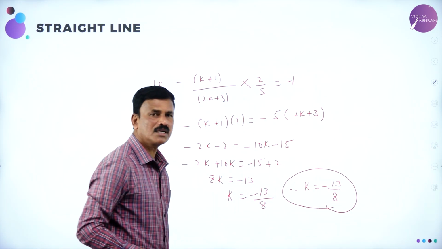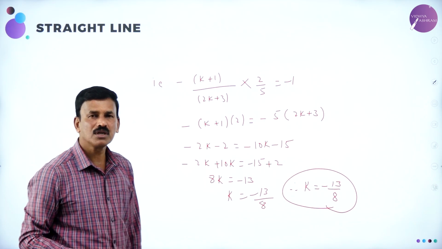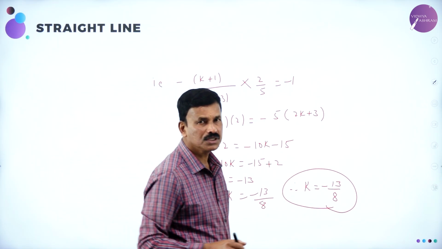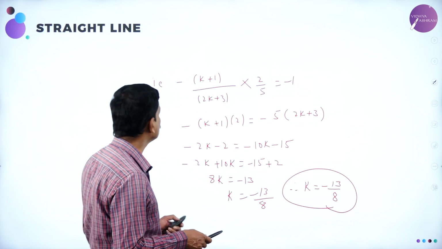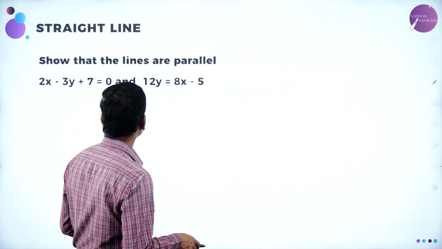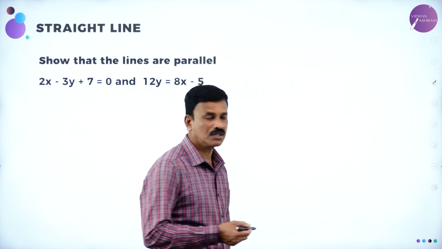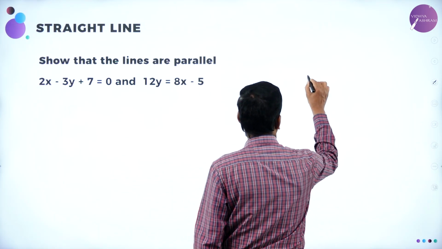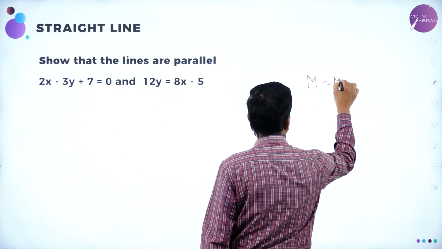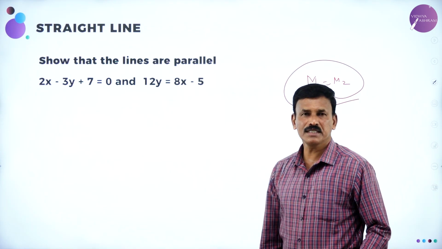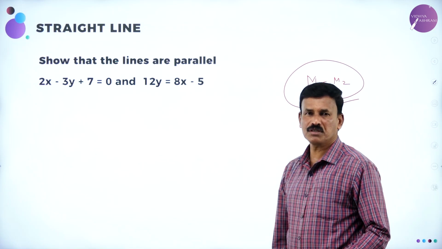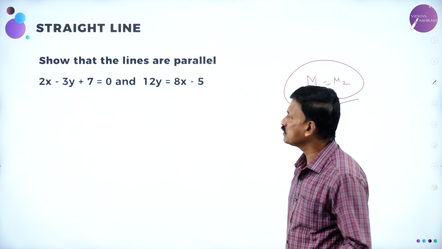For k equal to minus 13 by 8, the two lines are perpendicular to each other. That's it. Very important problem. Now move on to the next problem. Show that the lines are parallel to each other. As I told you, if two lines are parallel, what is the condition? If m1 is equal to m2, the slope of the line m1 and slope of the line m2 are equal, then the two lines are said to be parallel to each other.